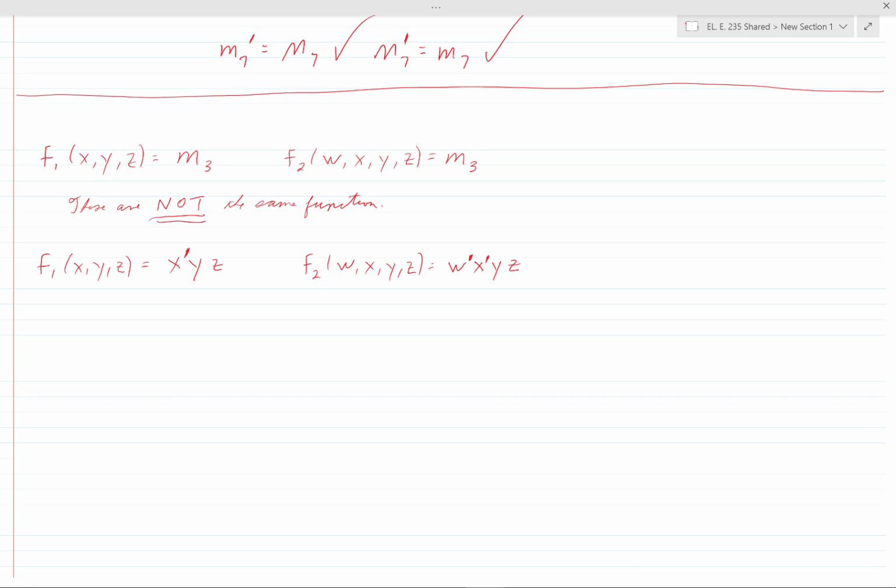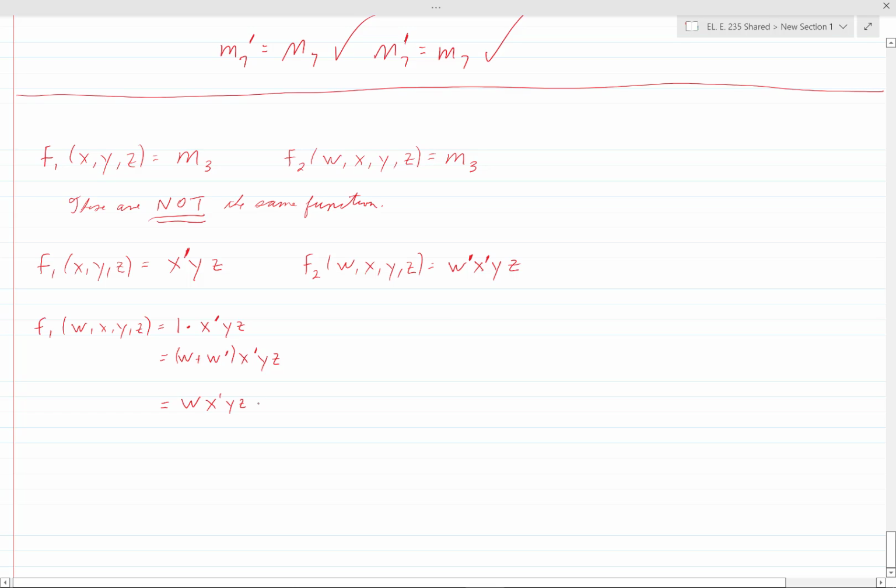And in fact, even if we consider F1 as a function now of W, X, Y, and Z, notice that F1 is independent of W. So if we wanted to consider F1 as a function of W, X, Y, and Z, we could do that in the following way. We can say X prime Y, Z is the same thing as 1 anded with X prime Y, Z. And that 1 could be rewritten as W or W prime, so F1 would then be equal to W X prime Y, Z, or W prime X prime Y, Z.